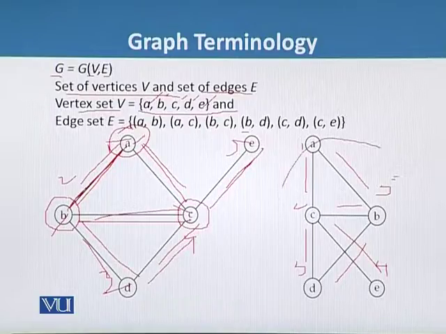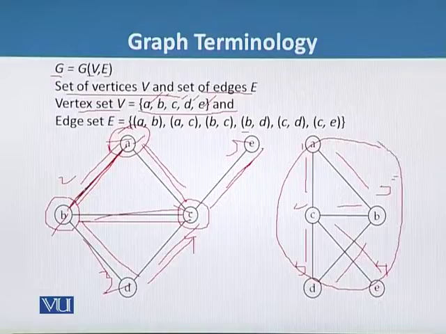If we consider this other diagram, we will come up with the same set of vertices and the same set of edges for it also. So these two are identical diagrams, and we have the same set of vertices and the same set of edges for both of these diagrams.